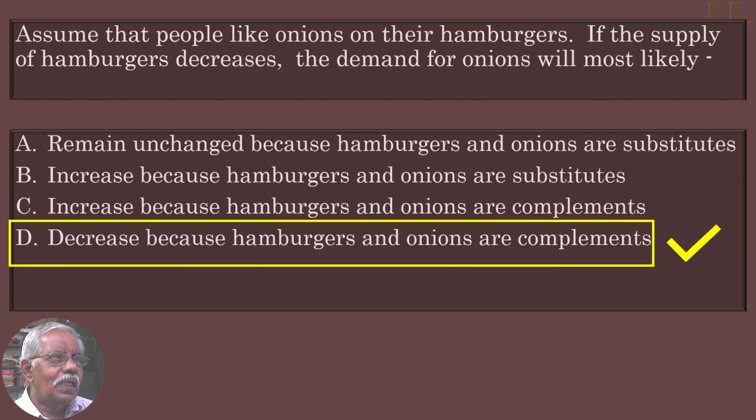Option D is correct. Decrease because hamburgers and onions are complements. These goods are complements. One has to go with the other. When the supply of hamburger decreases, naturally the demand for onion also will decrease.